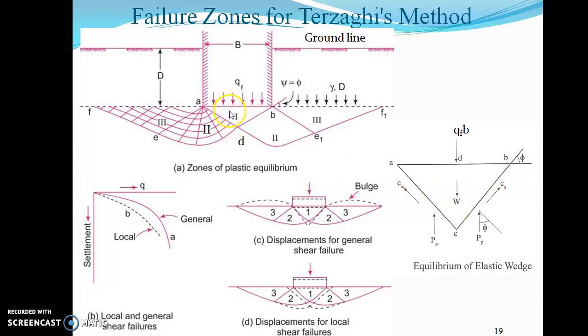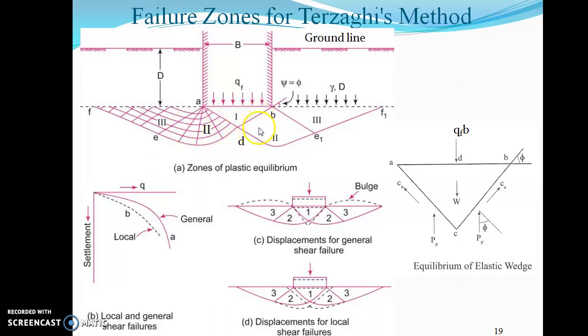And this zone 1, this ABD, is assumed to be in elastic equilibrium, whereas the zone 2, this AED, and similarly DBE1, and BE1F1, AEF, these zone 2 and 3, there are two zones which are labeled as Roman 2, two zones which are labeled as Roman 3. Okay, these are going to be in plastic equilibrium, whereas this one is going to be in elastic equilibrium.